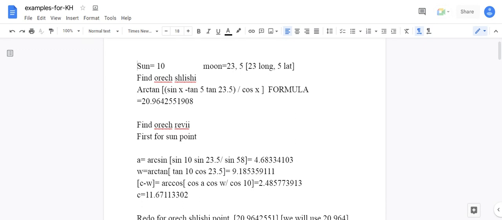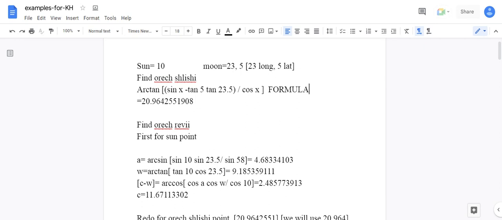This formula goes find Oirich Shlishi. This is a simple formula. Take the arc tangent, that's the inverse tangent. You gotta use a scientific calculator. You'll know how to play around till you figure out how to use that. You have to get in the sine x. X is the Oirich Sheni. In this case, it's 23.